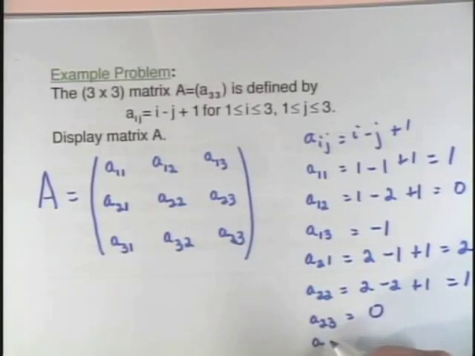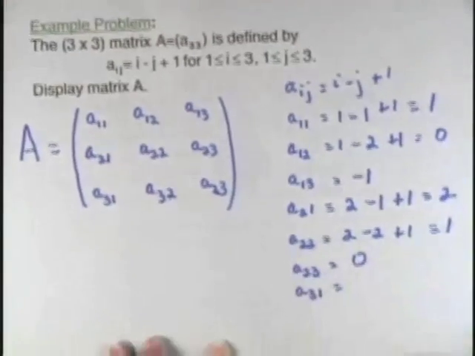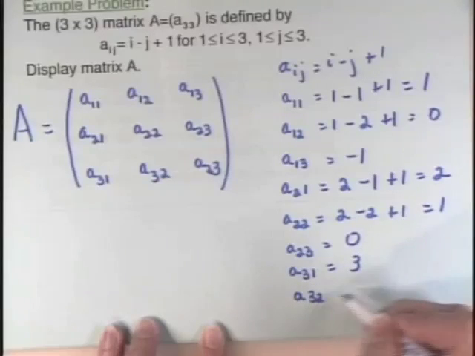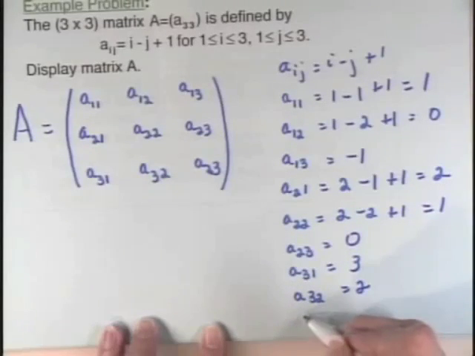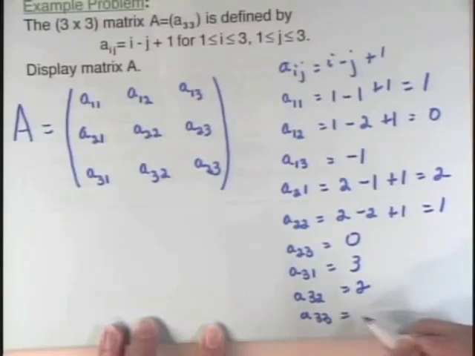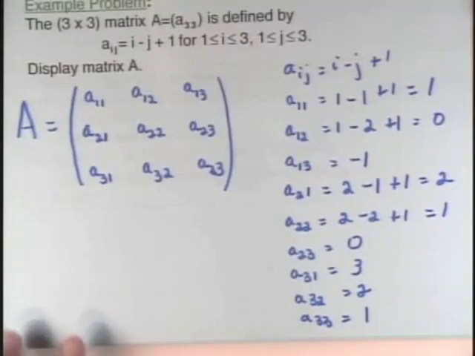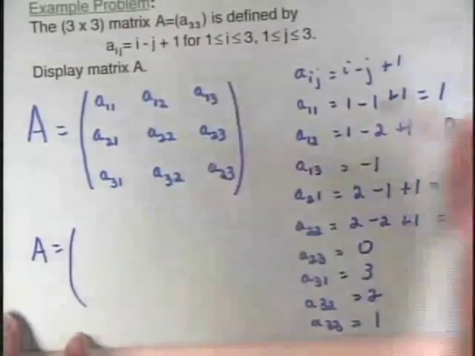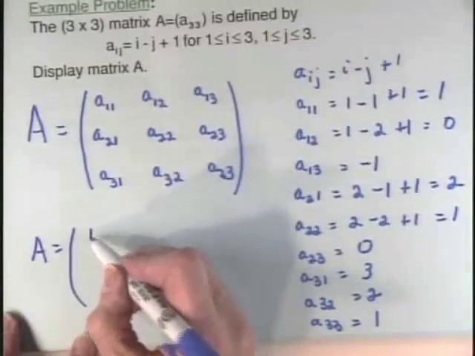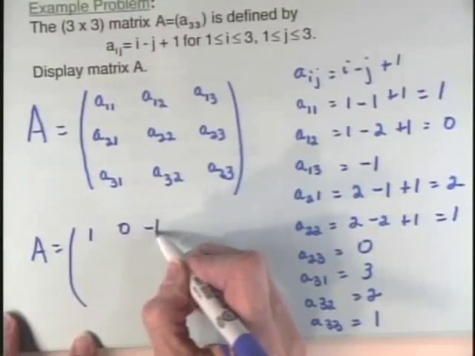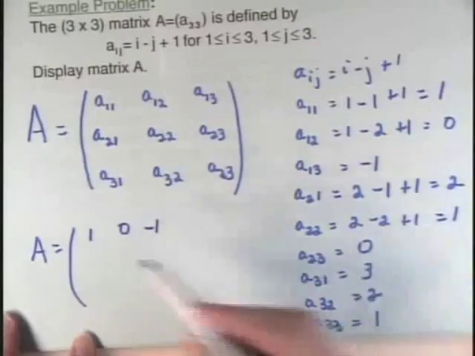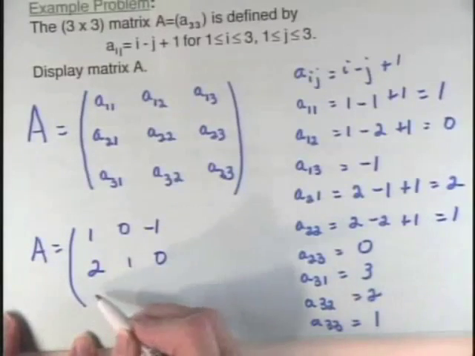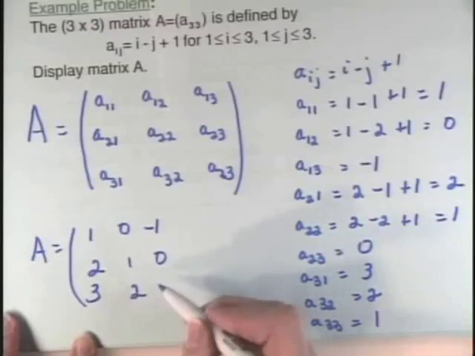For the third row, A31 is equal to 3, A32 is equal to 2, and A33 is equal to 1. And we put them in our matrix A where they belong. The first row is 1, 0, -1. The second row, 2, 1, 0. The third row, 3, 2, 1.